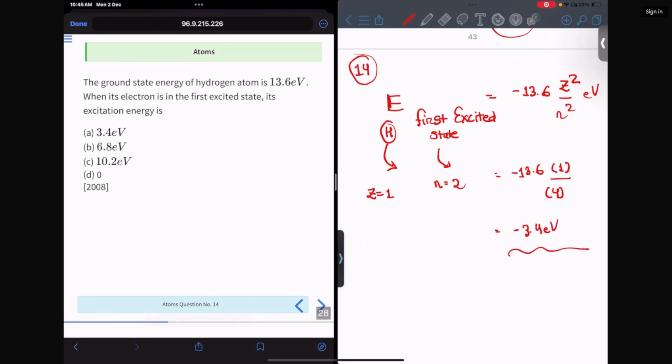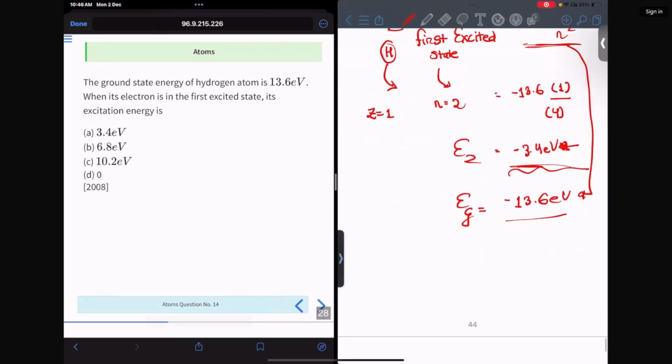Okay. But what they are asking you in the question is, this is in the first excited state. In the ground state, what is its value? Ground state, what is the energy value? 13.6 electron volt, because in the ground state, N equal to 1, Z equal to 1. So this will be minus 13.6 electron volt. But this is the first excited state, minus 3.4 electron volt. Okay. So they're asking you, when its electron is in the first excited state, what is its excitation energy?